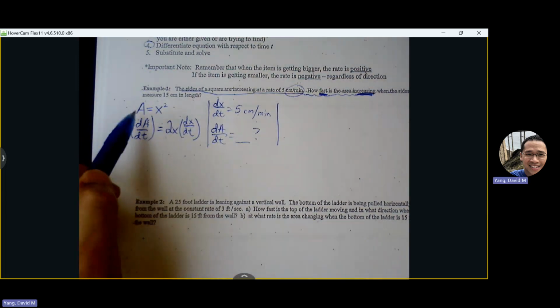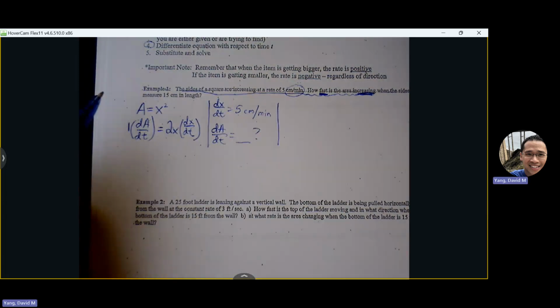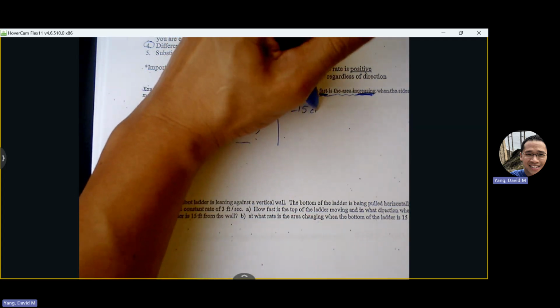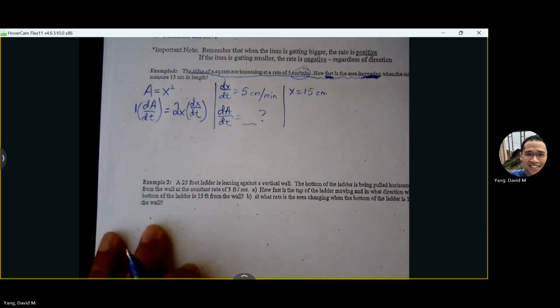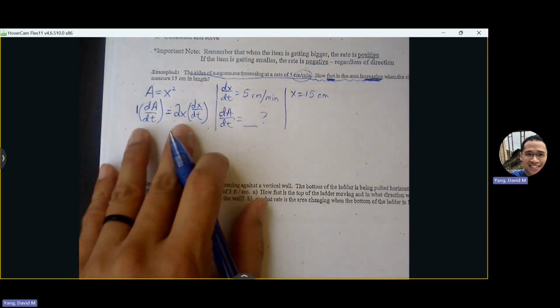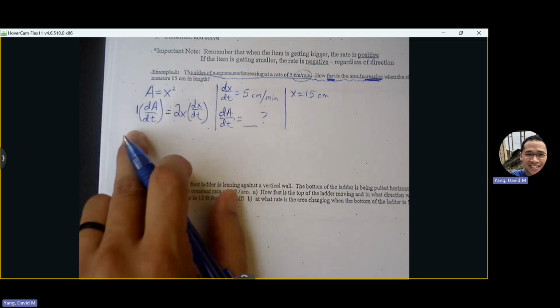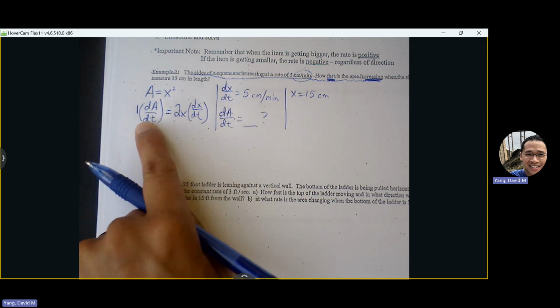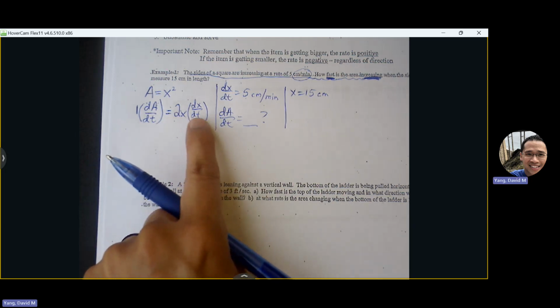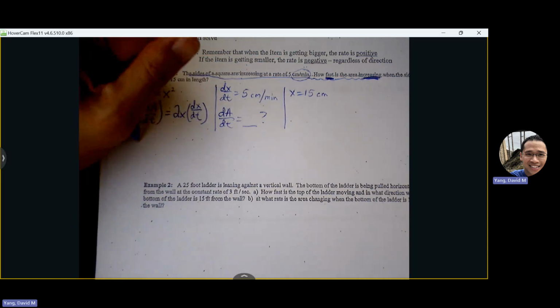Two variables left, right? It's either the x or is it the a? X, yeah. So that's a side length, right? So x is equal to 15 centimeters. So now we're just plugging all this into my derivative equation. I'm solving for dA dt. Do I have enough to find the dA dt value? Do I have x and dx dt to plug in? Yes, yeah. So we can just go ahead and solve for dA dt.